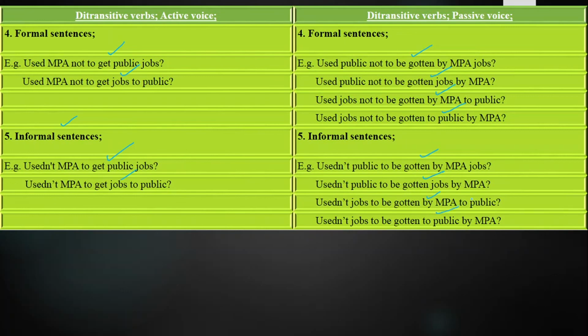So these are the sentences of ditransitive verb get from active voice into passive voice in modal auxiliary verb used to.